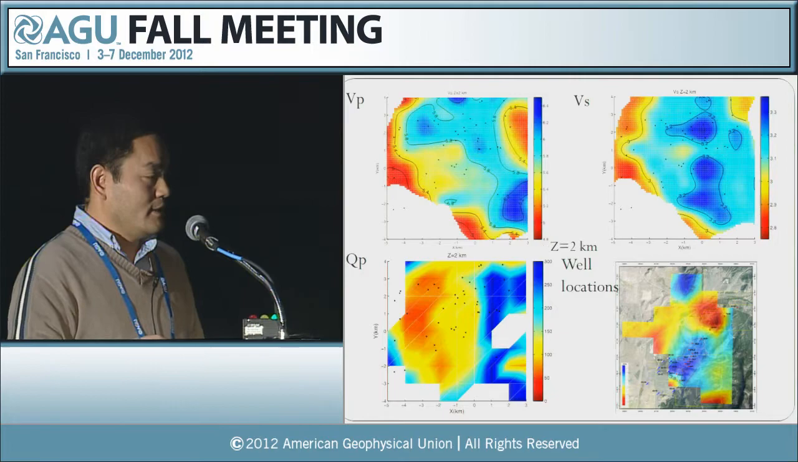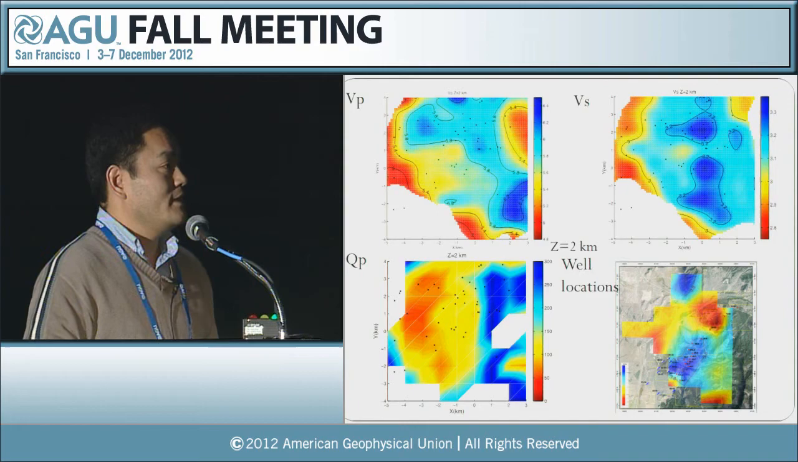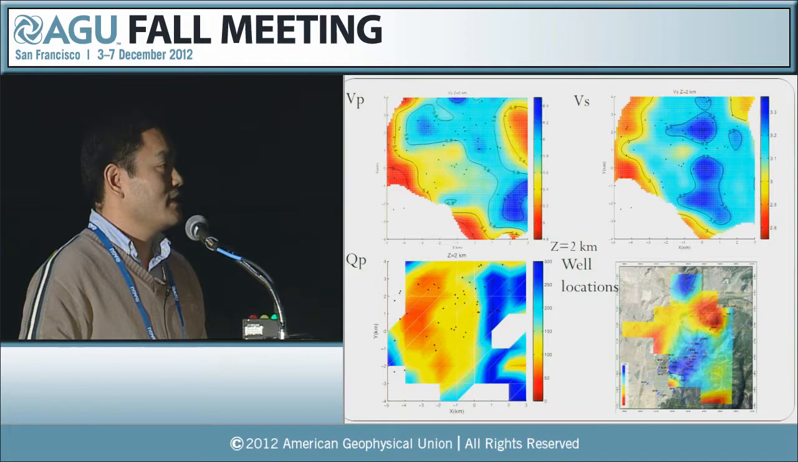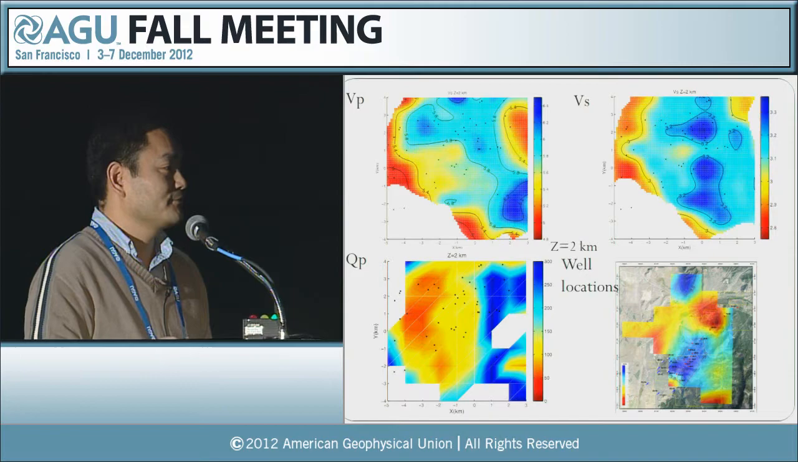And we can see from the models at 1 kilometer depth, for example, in this area there is a high velocity, and this area is associated with higher attenuation and higher anisotropy, indicating that there may be a lot of fractures developed. Actually, this plot shows the locations of the wells they plan to drill. I think they made a good choice, because in this area there should be a lot of fractures involved.